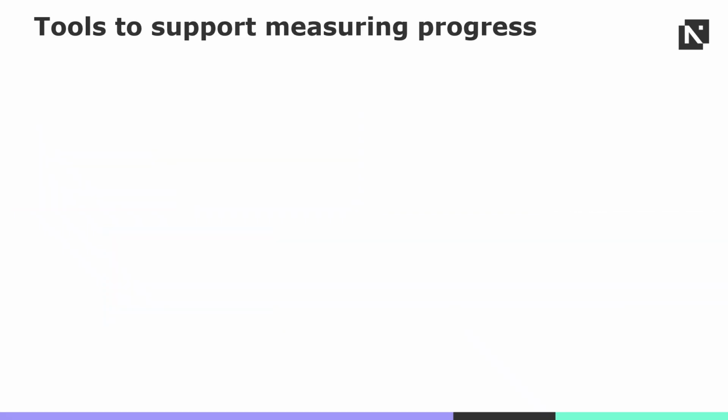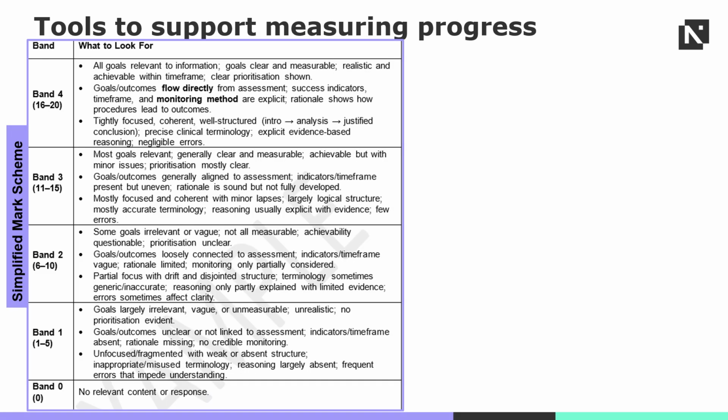So again, we've got example tools that you can use. So first of all, the simplified mark scheme. So the band 4 row summarises what excellent looks like for this task. So goals, outcomes that are relevant, clear and measurable, realistic with time frame, logically prioritised and explicitly linked to the assessment. It also expects criteria for success, so indicators, time frame and monitoring method, plus justification that explains why the chosen procedure leads to those outcomes. The writing is focused, coherent and uses precise clinical terminology.